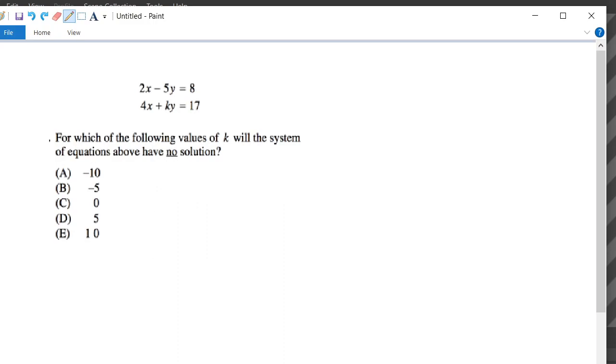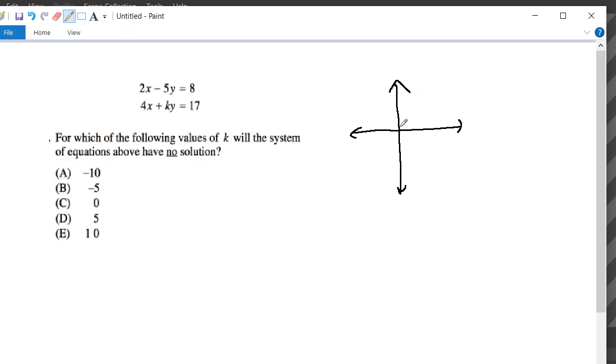In this video, we have an SAT math problem in which you have to find the value of some unknown constant given a system of equations that has no solutions. Well, first, let's think, what does it mean for there to be no solutions to a system of equations? Well, with a system of equations, we have a few possibilities. In this case, we're given two lines.